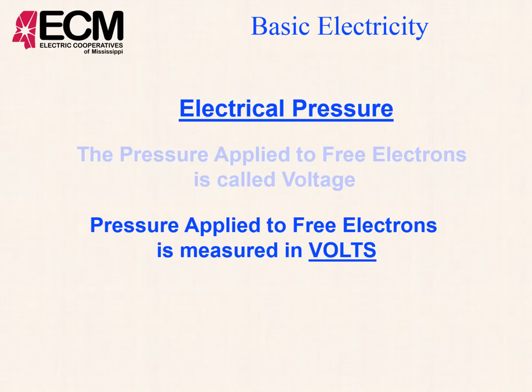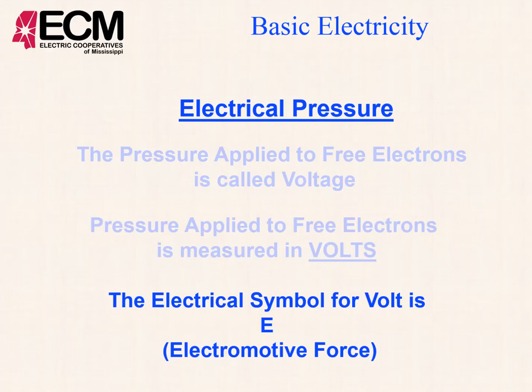Pressure applied to free electrons is measured in voltage. So higher pressure, higher voltage, it all works together there. The electrical symbol for volts is E. It would have been much simpler if they had just used a V, because we understand volt, but they used the E for electromotive force.